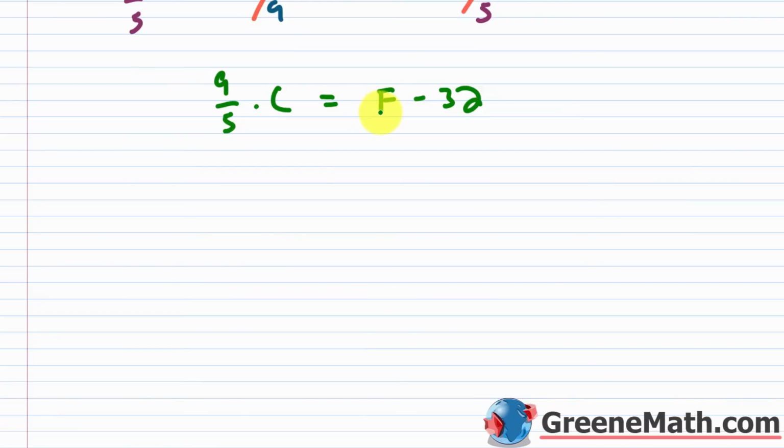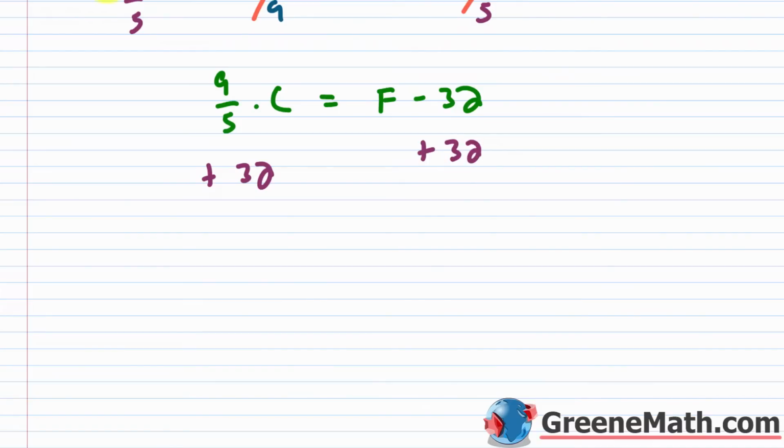If I want to solve this for f, what do I need to do? Well, right now I just have this 32 that's being subtracted away, or you can think about that as adding negative 32, whatever you want to do. So I'm just going to add 32 to both sides of the equation. And again, I like my variable that I'm solving for on the left.